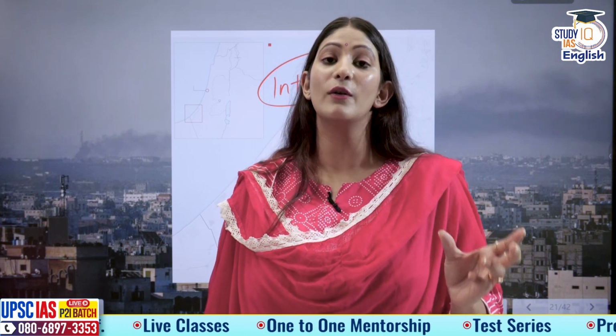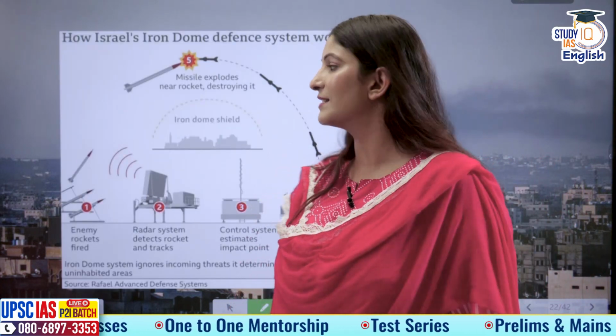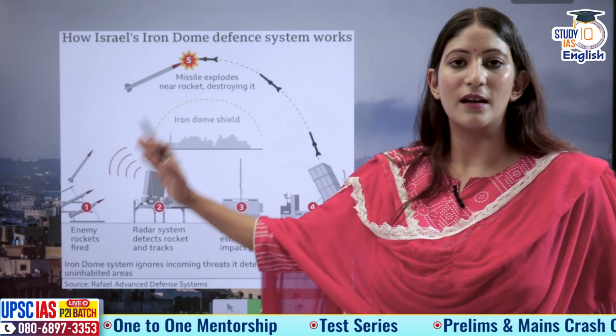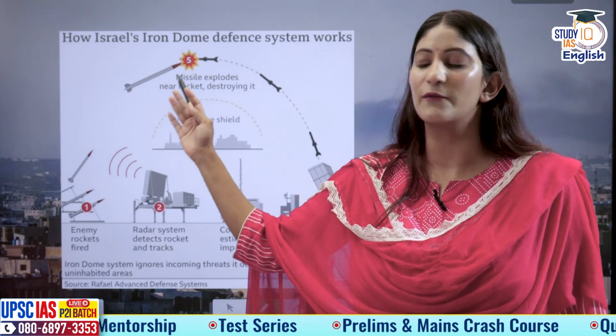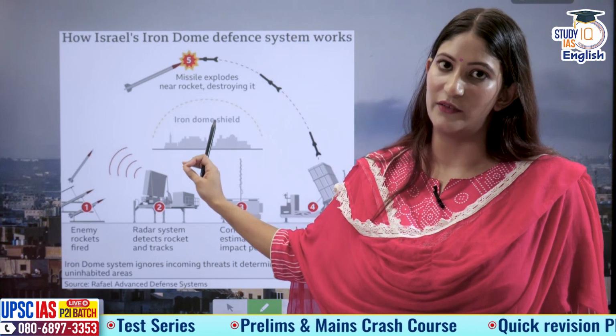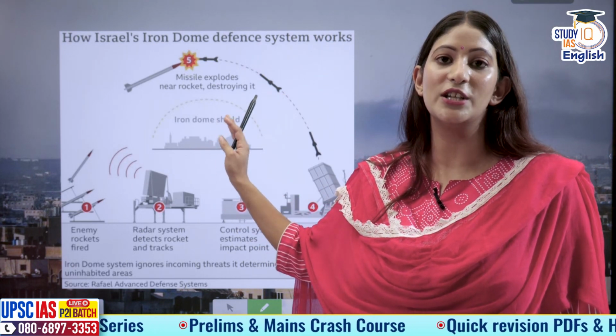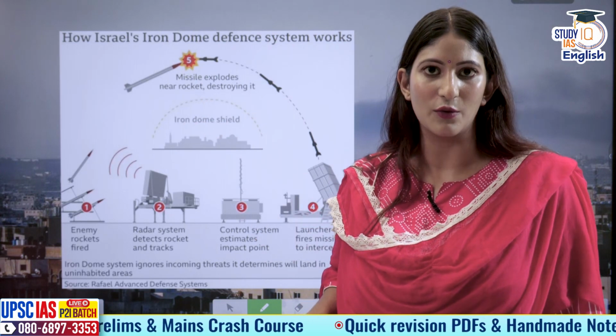Fatah has renounced all sorts of violence, but now even the West Bank has joined hands and declared a war against Israel. So when we saw that missiles started to get launched against Israel from the Gaza Strip, this Iron Dome shield was activated. This Iron Dome shield has gotten a lot of aid from the USA also.